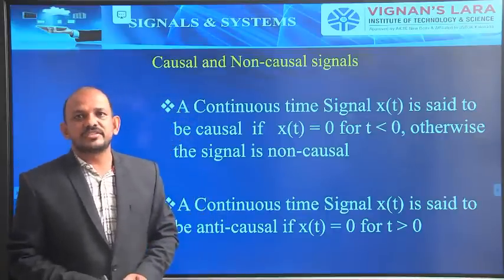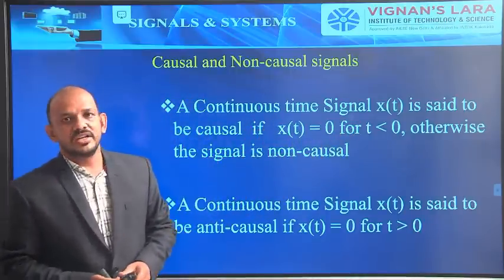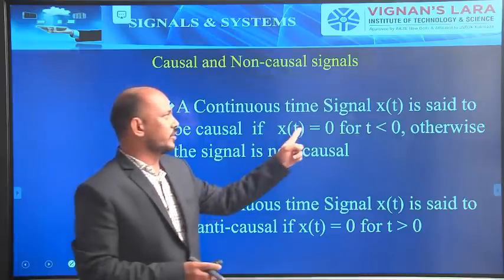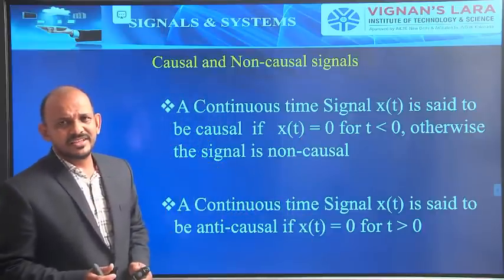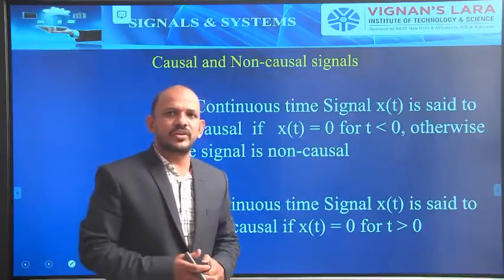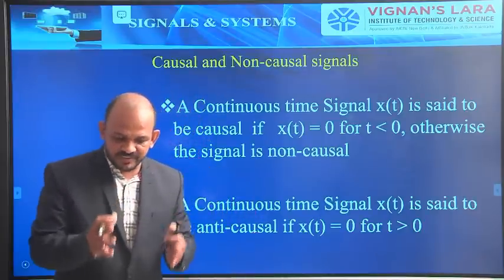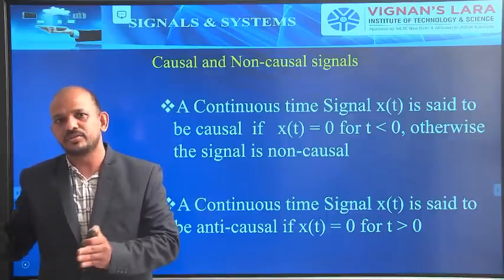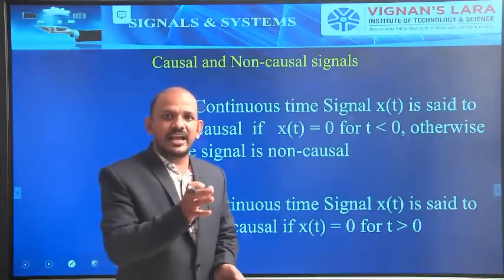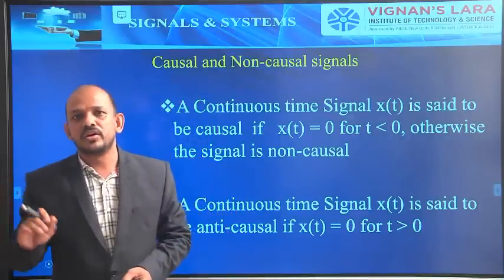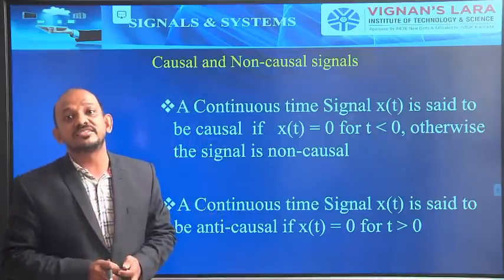Causal signal: a continuous time signal x of t is said to be causal if x of t is equal to 0 for t less than 0. That means we have the values of x of t only after 0. If the signal is present only for t greater than 0, then we call that signal a causal signal. That is, the causal signal has values for positive t only.